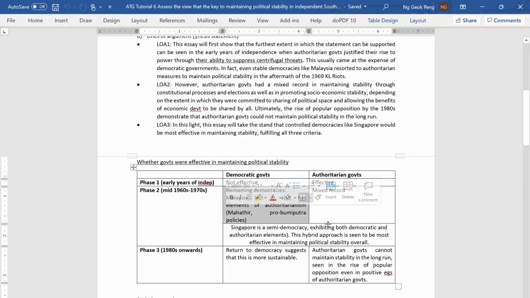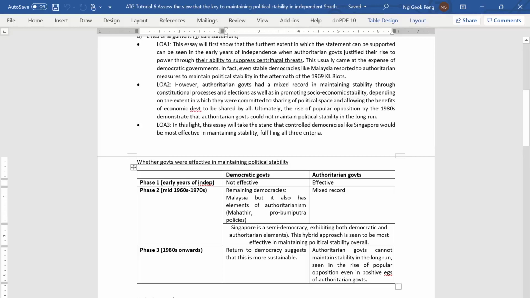Phase 2, the remaining democracies would actually just be Malaysia, because even in the Philippines, it was Marcos's civilian dictatorship. So during phase 2, the Philippines was under an authoritarian government. So we do have just Malaysia left, but even Malaysia has some elements of authoritarianism, like Mahathir's rule and the pro-Bumiputra policies, for example the NEP. Whereas for the rest of the authoritarian governments, they have a mixed record.